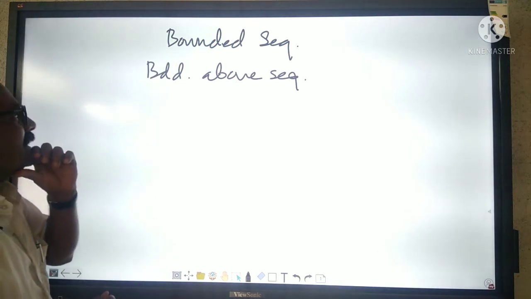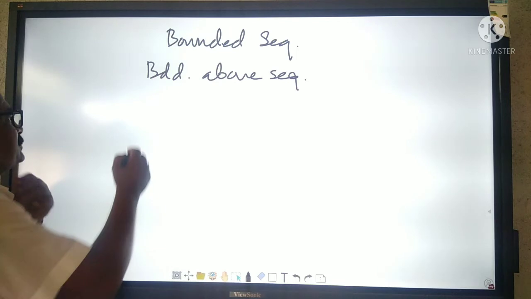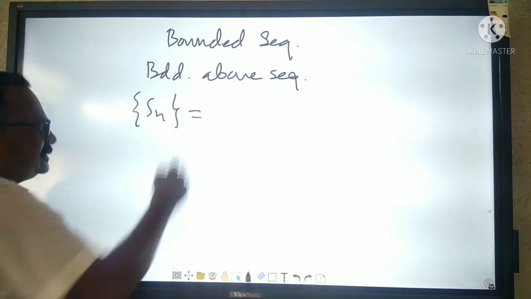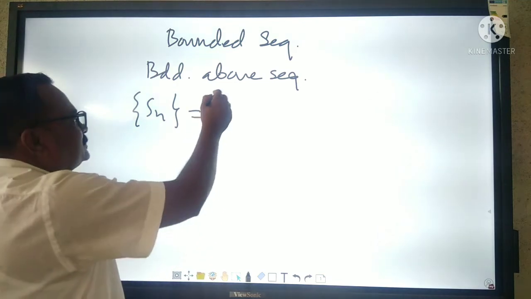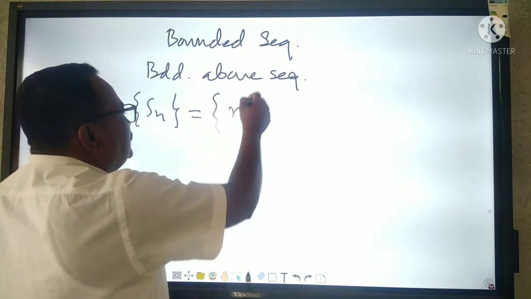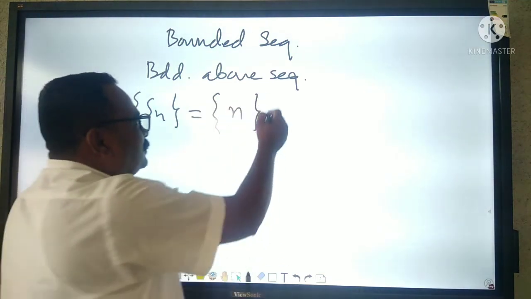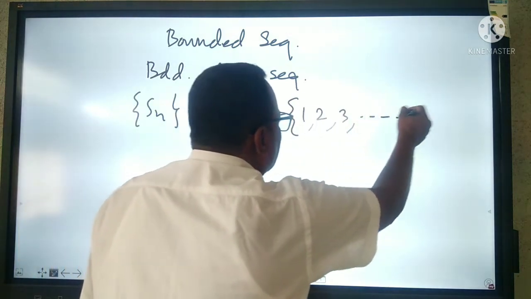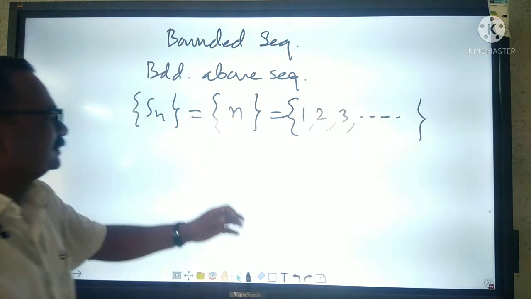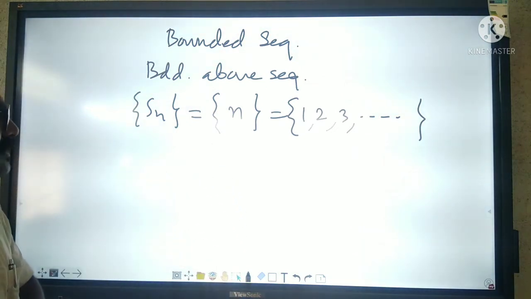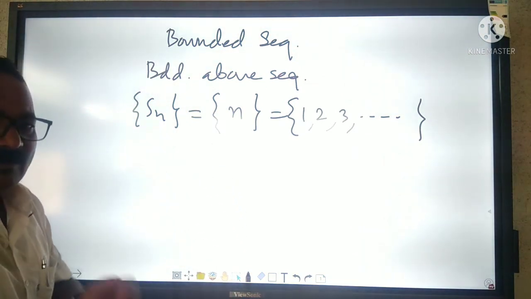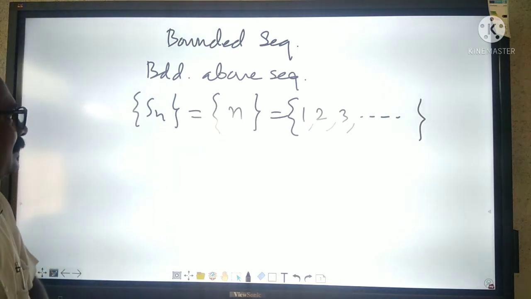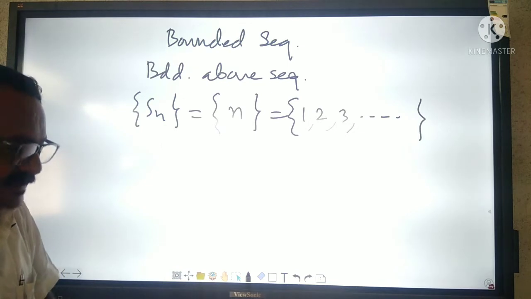So, consider the sequence Sn, where the bracketed Sn means the sequence Sn. Consider the sequence n. You know the terms in the sequence: 1, 2, 3, and so on. Is this sequence bounded above or not, bounded below or not? We have to learn this. This is an example, the sequence n.